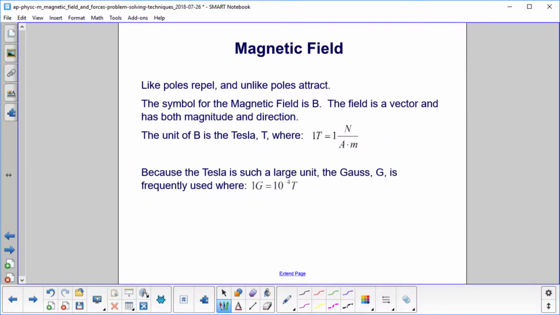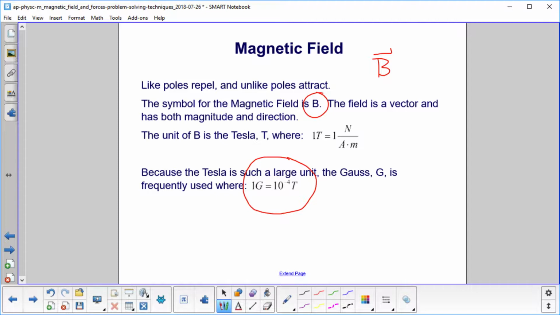Like poles repel, so a north and north will repel each other. Unlike poles attract. The symbol for the magnetic field is B. This is how you'd write it as a vector. The field is a vector and has both magnitude and direction. The unit of B is the Tesla, where 1 Tesla equals 1 Newton per amp meter. Because a Tesla is such a large unit, the Gauss is frequently used, where 1 Gauss is 10 to the minus 4 Tesla. But whenever you're using any equations with the magnetic field, you have to use Tesla.